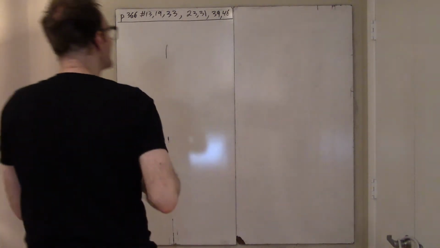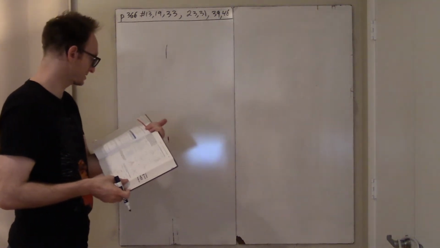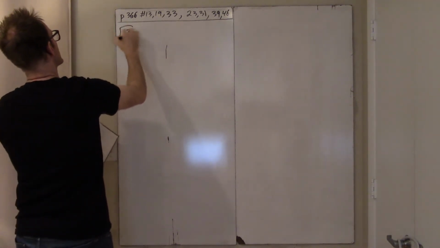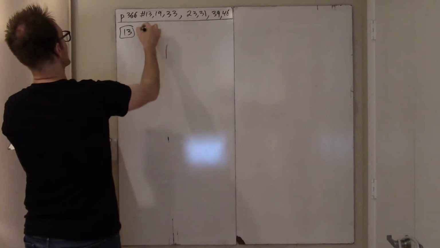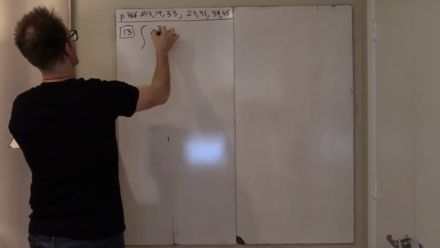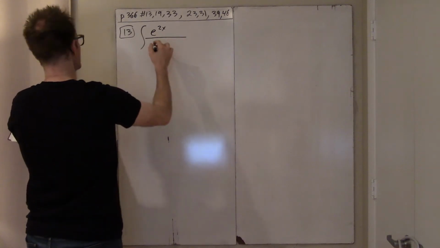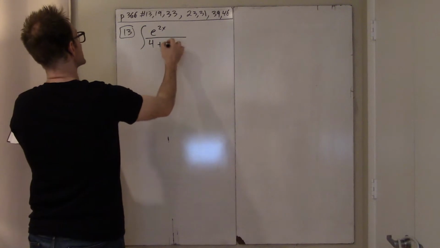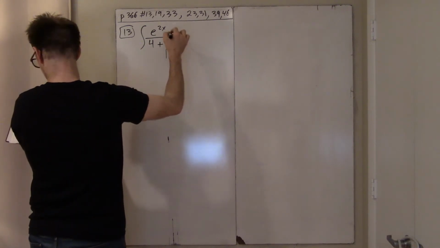So here we go, 7 problems, but I think they actually sort of take a while, or some of them do at least. Okay, so let's go. Number 13 is just an antidifferentiation problem, so this would not be out of place in maybe the packet from a couple weeks ago. So 4e to the 2x over 4 plus e to the 4x.